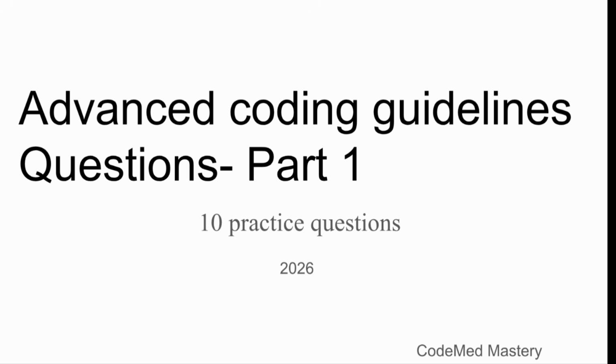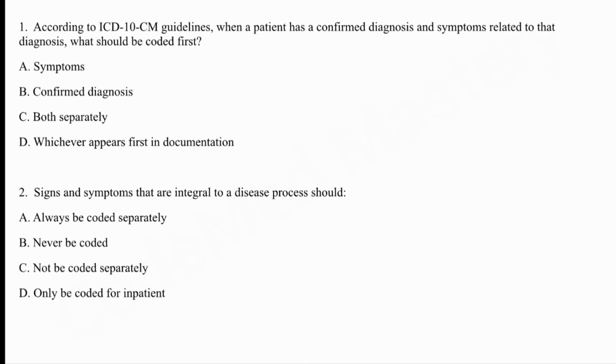This is the first question. According to ICD guidelines, when a patient has confirmed diagnosis and symptoms related to that diagnosis, what should be coded first? Read the options. Option A, symptoms. Option B, confirmed diagnosis. Option C, both separately. And option D, whichever appears first in documentation.